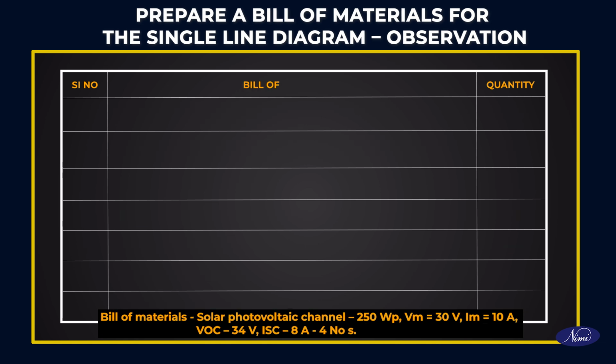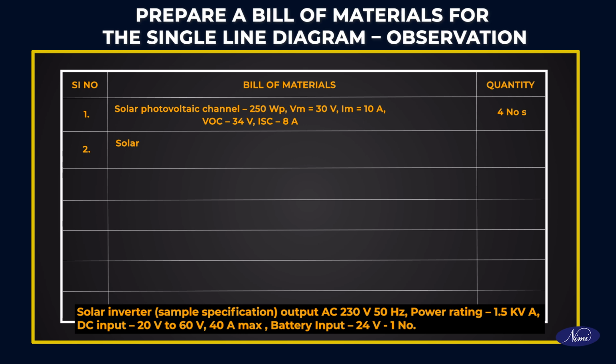Observation. Bill of materials. Solar photovoltaic panel 250 watt power. Maximum voltage Vm is equal to 30 volts. Maximum current Im is equal to 10 amperes. Open circuit voltage VOC is equal to 34 volts. Short circuit current ISC is equal to 8 amperes. 4 numbers. Solar inverter sample specification.